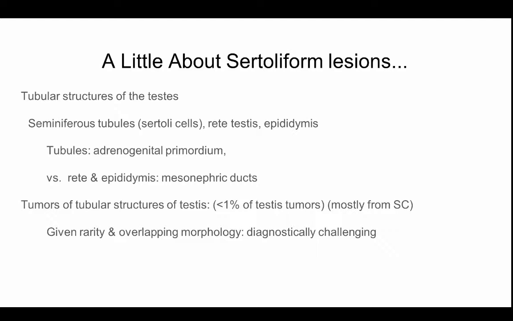And these tumors are even more rare than the previous ones we talked about, and represent less than 1% of all testicular tumors, which are mostly Sertoli cell tumors. And again, given the rarity and overlapping morphology of some of these, they can create diagnostic challenges because people just don't see them.